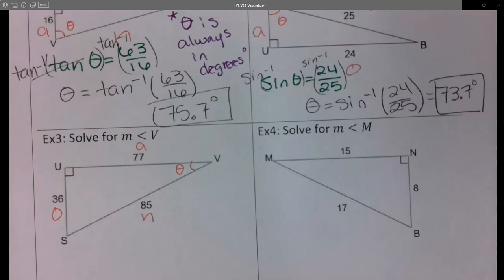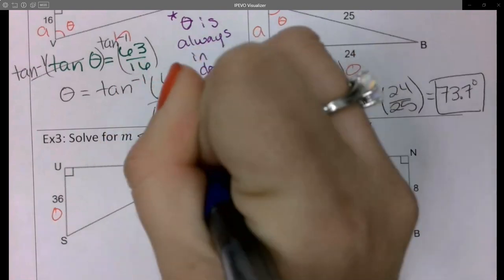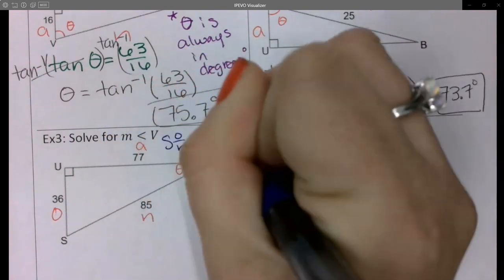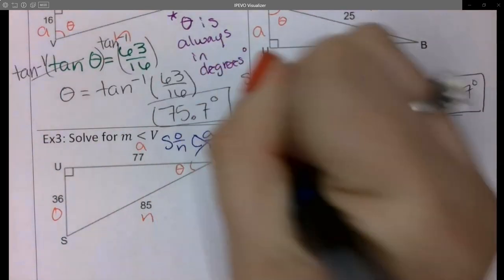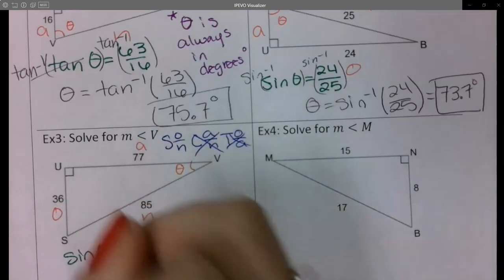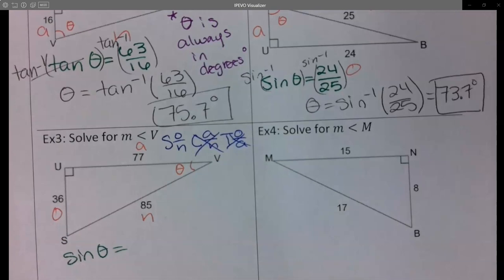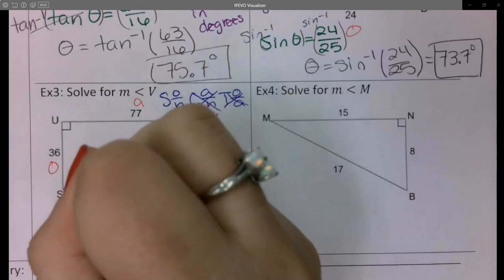Okay, so I can figure out which trig function I want to use. Notice for this one, I have all three of my sides labeled, so I can actually choose whichever one I want to use. Which one do you want me to use? Okay. So I'm going to have sine of theta. If I'm using sine, what number goes on top? What number goes on bottom?